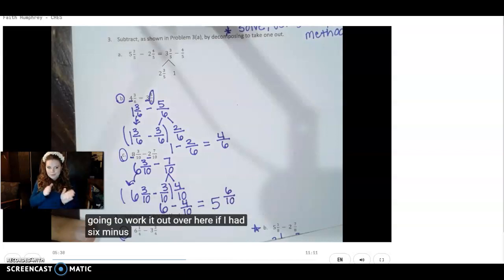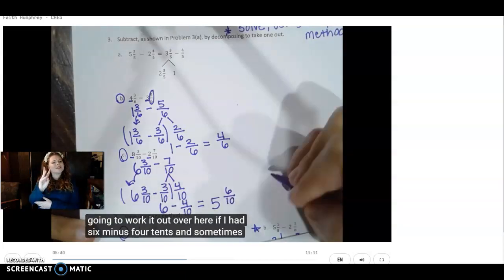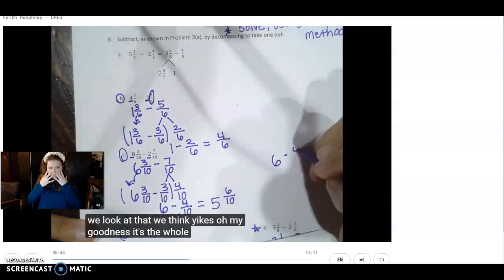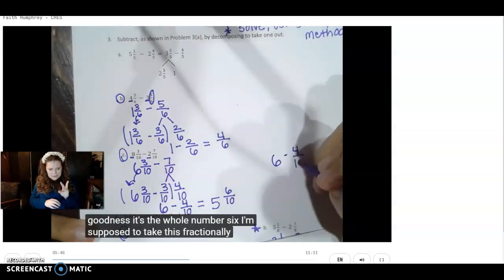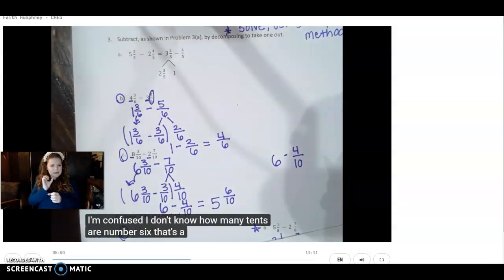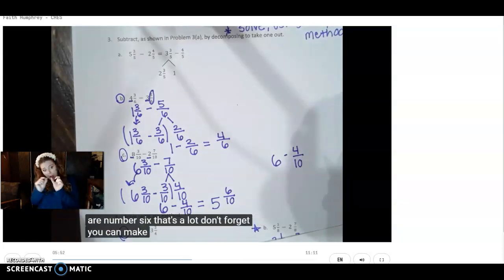If I had 6 minus 4/10, sometimes when we look at that, we think, yikes, oh my goodness, it's the whole number 6. I'm supposed to take this fraction away, and I'm confused. I don't know how many tenths are in the whole number 6. That's a lot. Don't forget, you can make a number bond for any whole number.